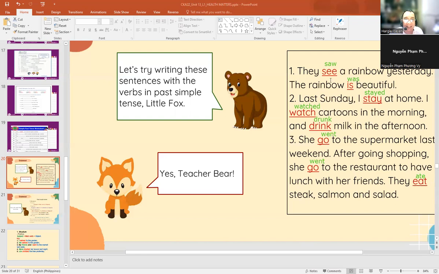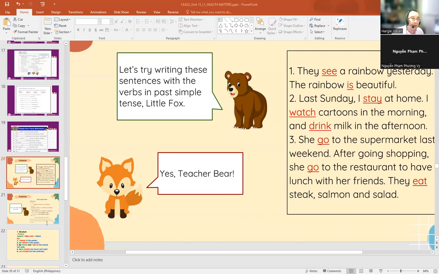So now look at this. Past tense of see is saw. Past tense of is is was. Past tense of stay is stayed. Watch, it's watched. Drink, it's drunk. Go, it's went. Eat is ate. Did you understand, B? Did you understand? Yes. Okay, so I have to take a picture again of this, and I want you to study them, okay?